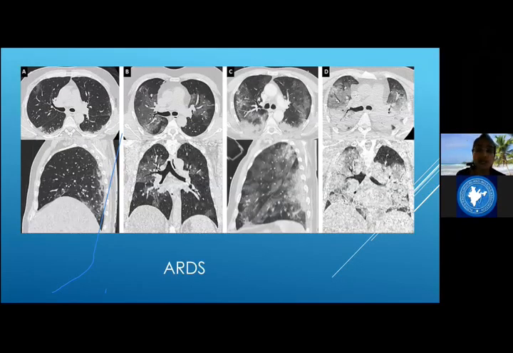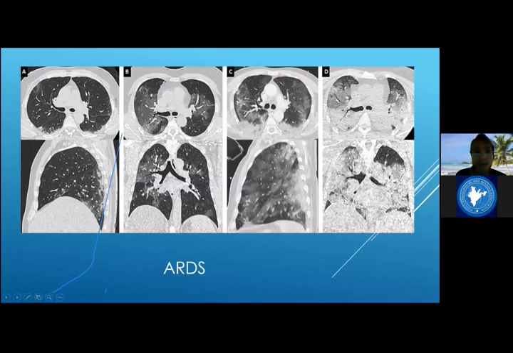Now coming to the complications, obviously we know the most dreaded complication in COVID-19, which is the ARDS. This is the patient progressing into ARDS. In ARDS, we see dependent consolidation bilaterally. It's almost sort of a whiteout lung here.